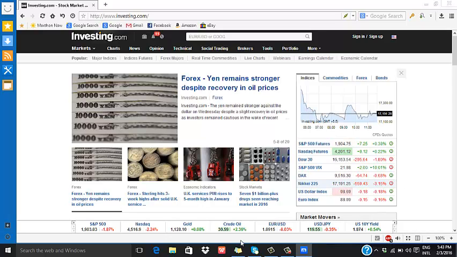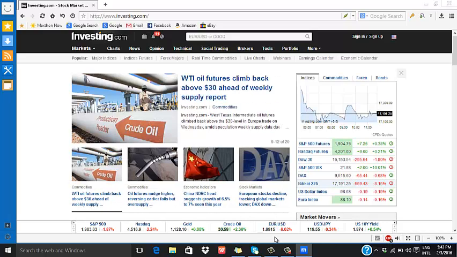We can also get more information about various other segments as well. Now you can see here gold. You can also see crude oil, and certain currencies and also some bonds. We can also see the current situation of various other securities in this particular feature.